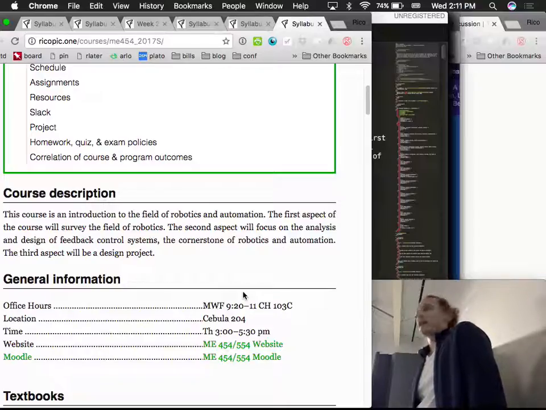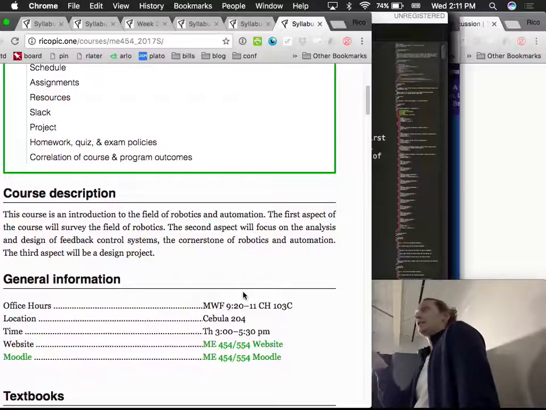And so we're going to be reading that, and I'm going to be supplementing that with some papers as well. So some weeks I'm going to choose papers for you to read, some academic robotics research papers.